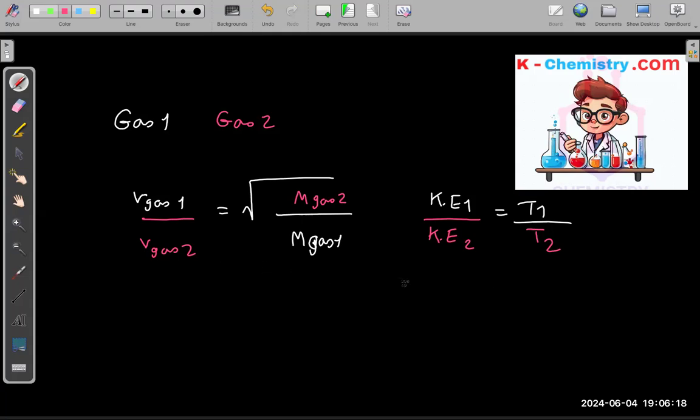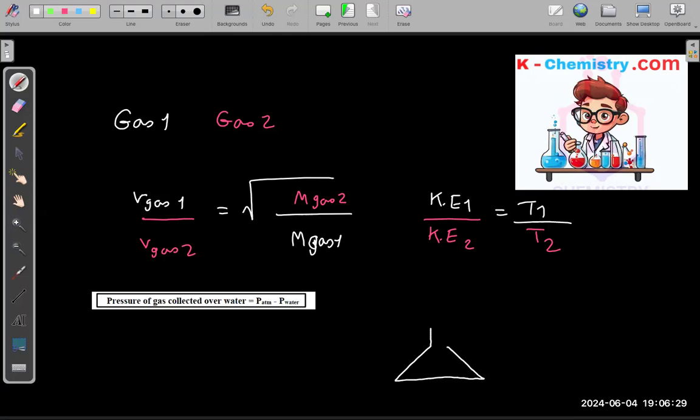One more important point: if we collect a gas over water, then the pressure of the gas is equal to the pressure of the atmosphere minus the pressure of water. For example, I'm making an experiment, and some gas is released, and I want to keep this gas with me. I don't want to lose it in the air. So I will collect it over water. What does it mean over water?